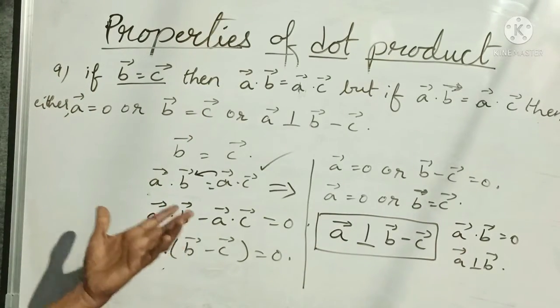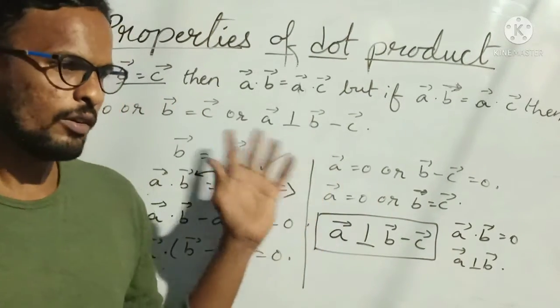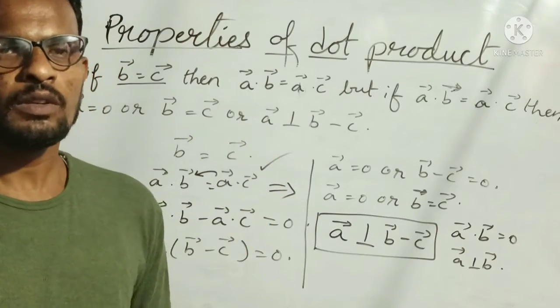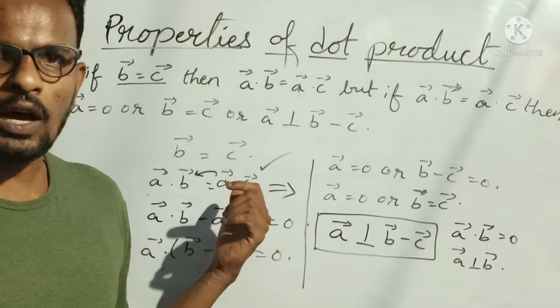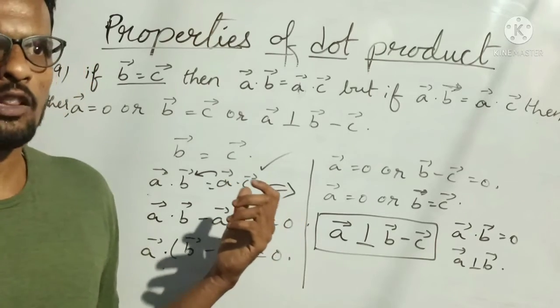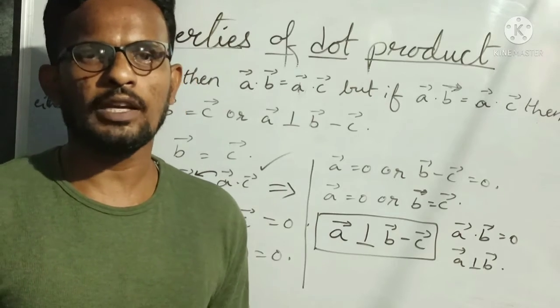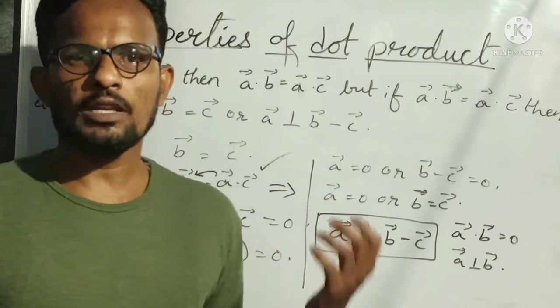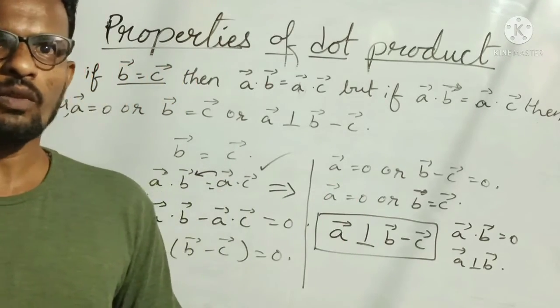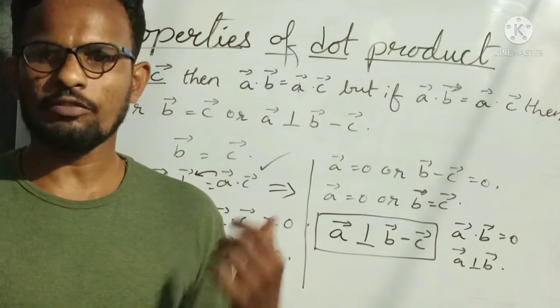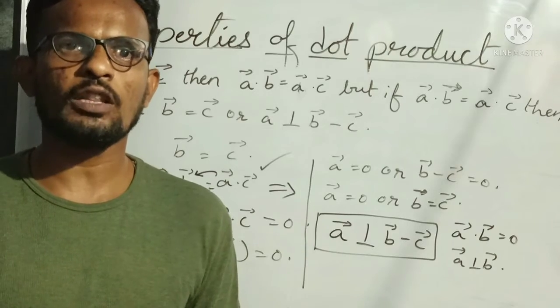So these are the 9 important properties of dot product which we will be using while solving our problems. So students, note down all 9 properties and practice all those properties and use them while doing problems related to properties of dot product. So students, this is a small video related to properties of dot product. I hope everyone understood all the properties.